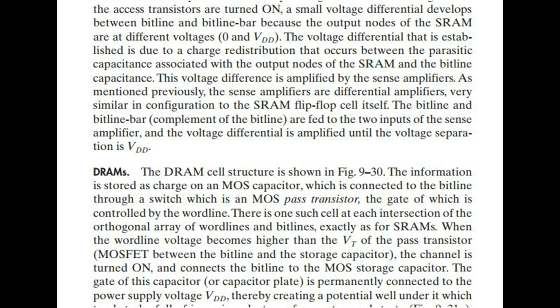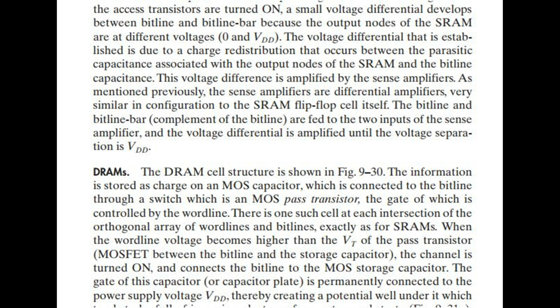As mentioned previously, the sense amplifiers are differential amplifiers, very similar in configuration to the SRAM flip-flop cell itself. The bitline and bitline bar, the complement of the bitline, are fed to the two inputs of the sense amplifier, and the voltage differential is amplified until the voltage separation is VDD.